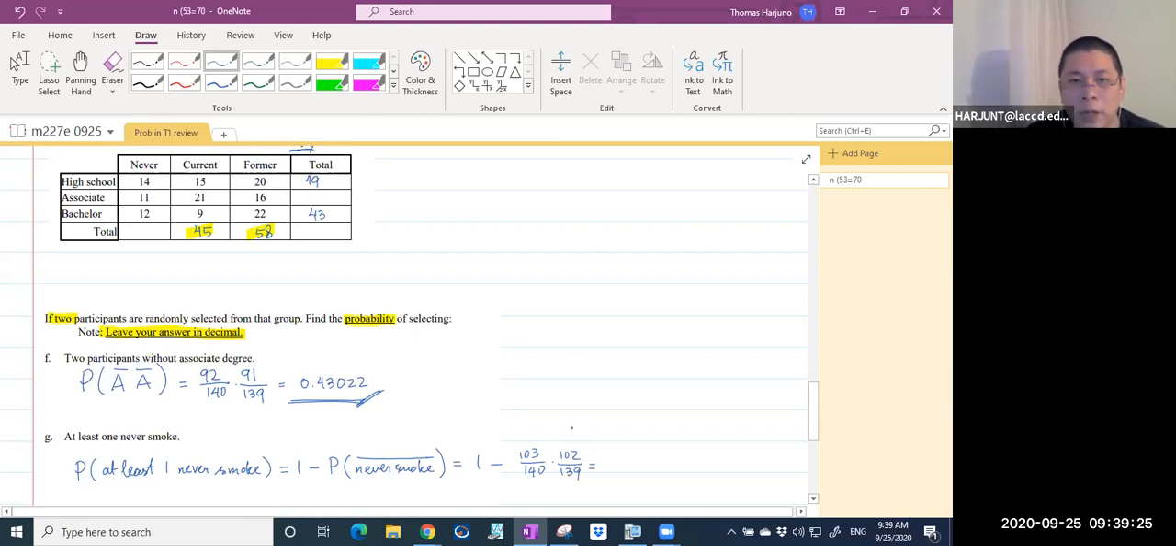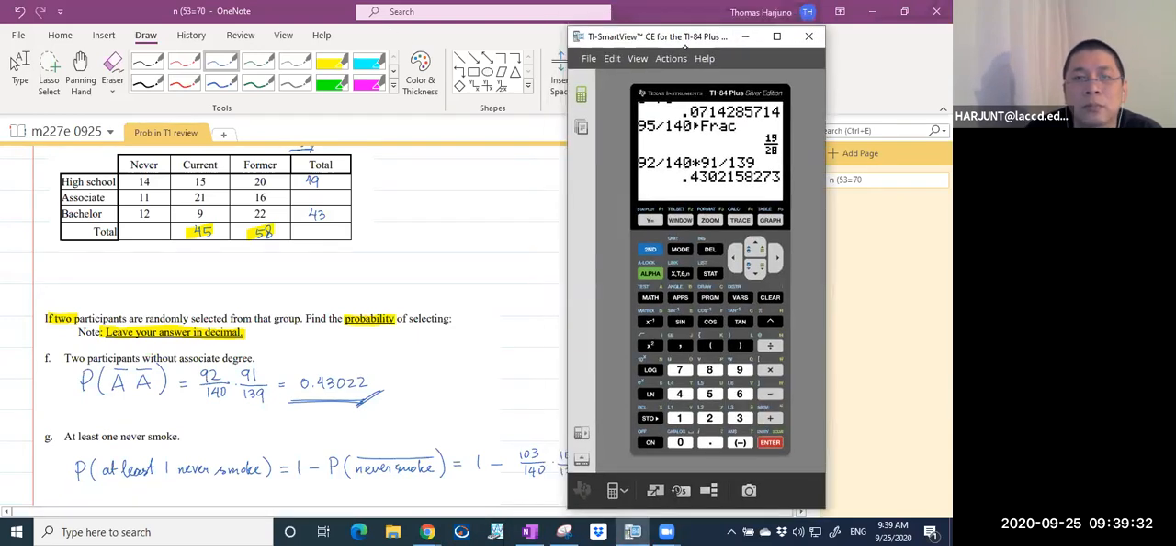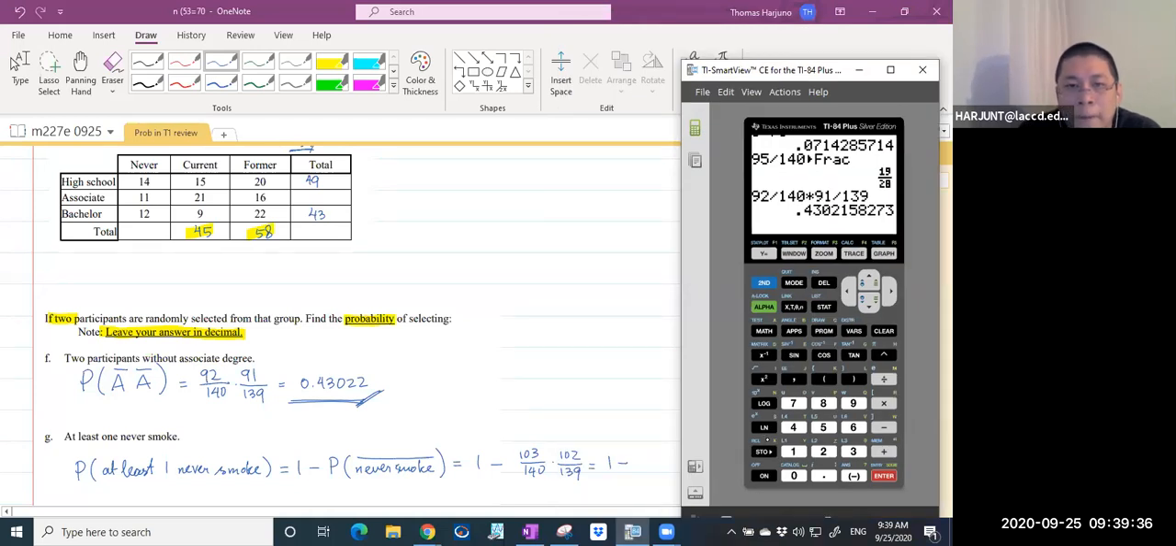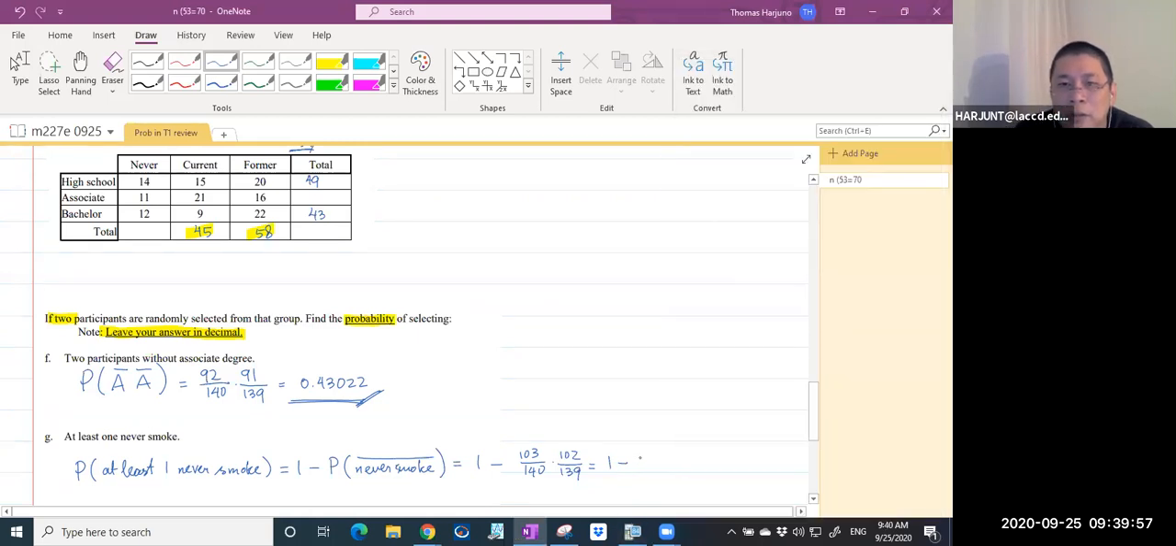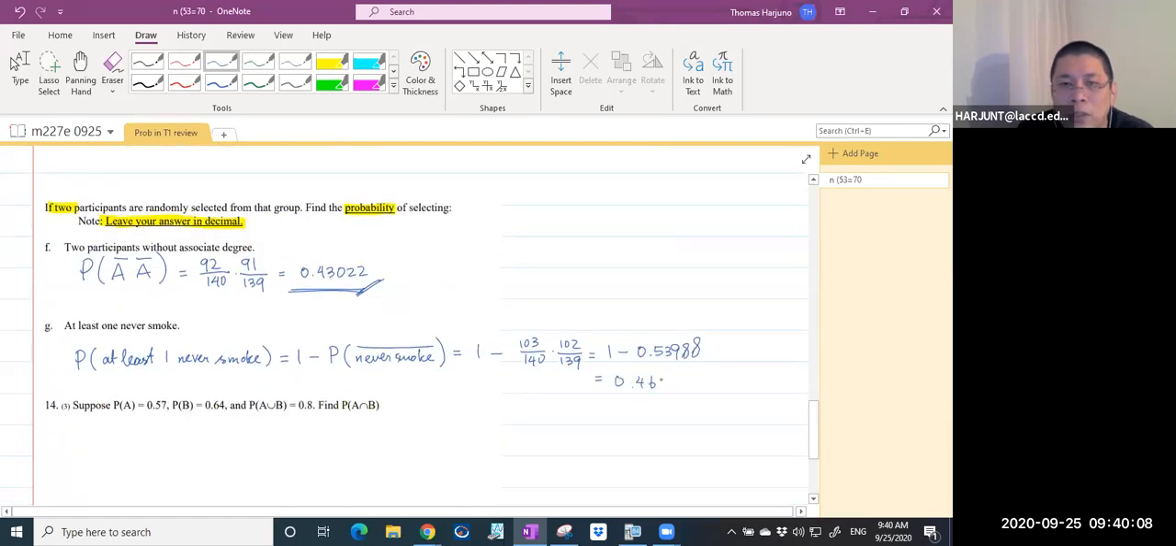There should be two of them, right? Don't forget, two participants. So that would be 1 minus, let's grab my calculator. That's 103 divided by 140 times 102 over 139. I get 0.53988. Now subtract from 1, I should get 0.46012.